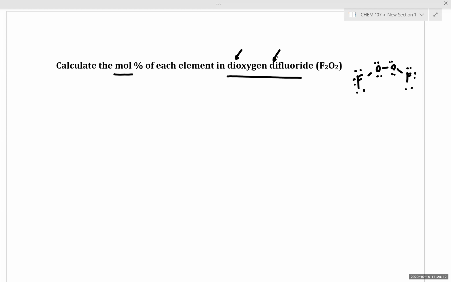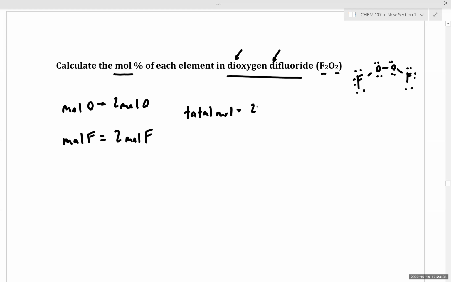So let's talk about this example. In dioxygen difluoride, we see that we have 2 moles of oxygen. And for our moles of fluorine, we have 2 moles of fluorine. To calculate our total moles, we have 2 moles of oxygen plus 2 moles of fluorine, and that in turn gives us 4 moles total.